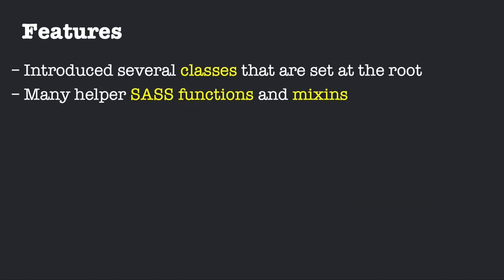There are some features that we introduced. We introduced several classes that are set at the root, and there's also a bunch of helper Sass functions and mixins, which, in the simplest way of saying it, enable you to set up your own branding of the application by providing primary colors or accent colors, or various attributes, and that's really nice and neat.